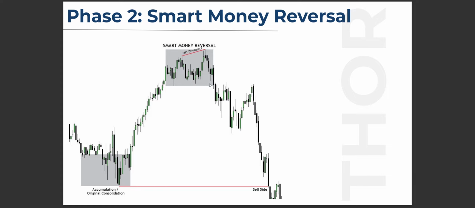By doing so, you don't have to be concerned about what lows you should be targeting, or about the directional bias, because you know the delivery will be one-sided to the sell side, the original consolidation. That is the market maker model. It is not going to rally and take out the smart money reversal highs.